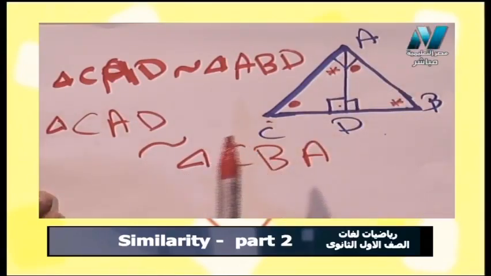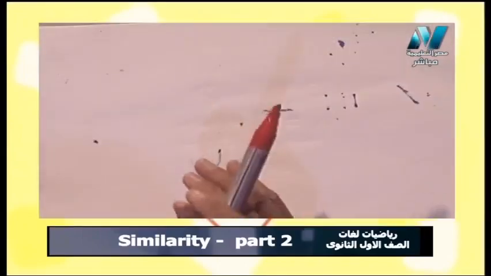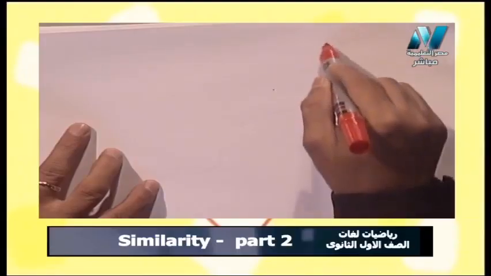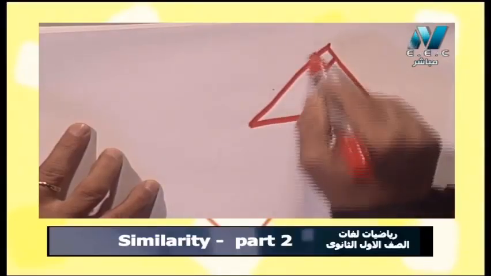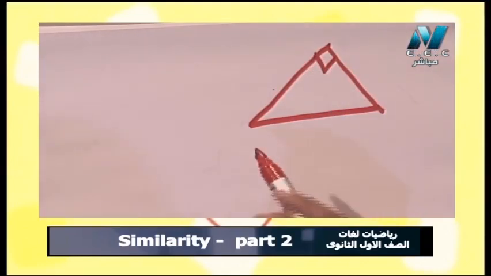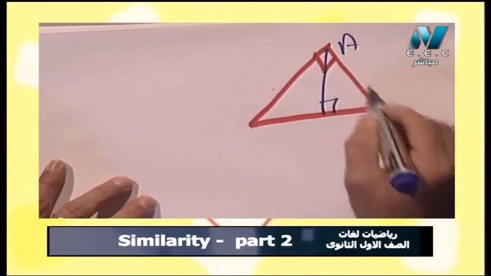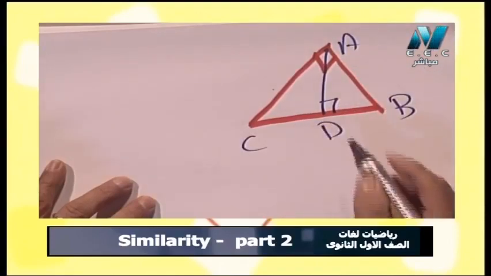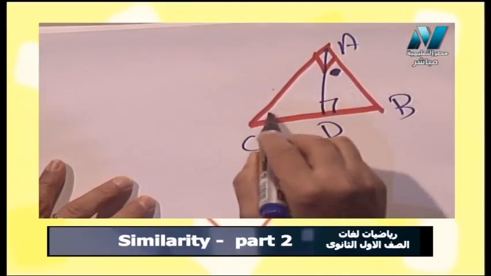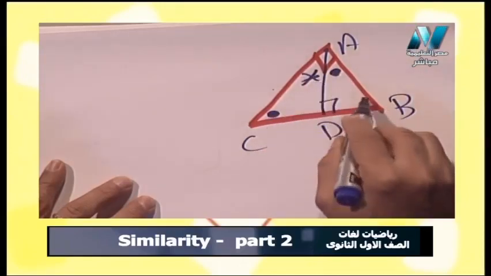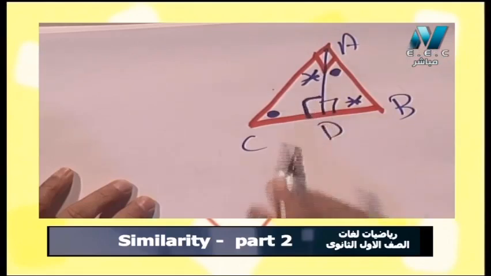Okay, let's draw them again. Yes, we have here the original triangle again, which is right, and we draw a perpendicular from it here, A, B, C, D, and don't forget that this angle equals this one, and this star angle equals this one, and this is right also.